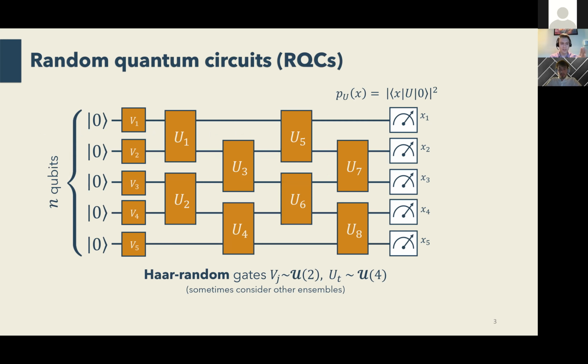For the sake of convention, we assume that the first layer of gates is a single-qubit layer. And then after that, we have 2-qubit gates acting on each of chosen pairs of qubits. We call these random quantum circuits because every time we have a gate, we choose that gate uniformly at random from the Haar measure.